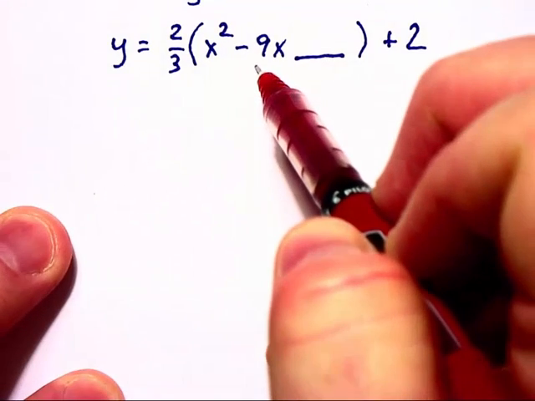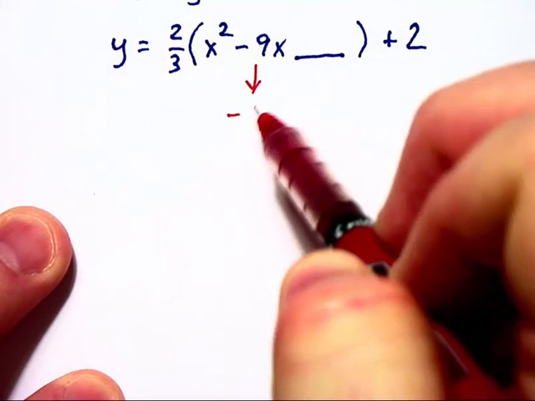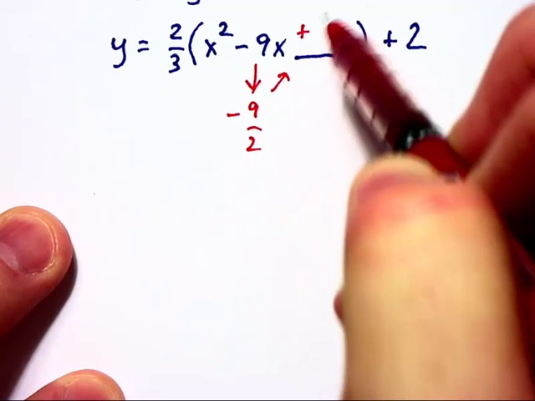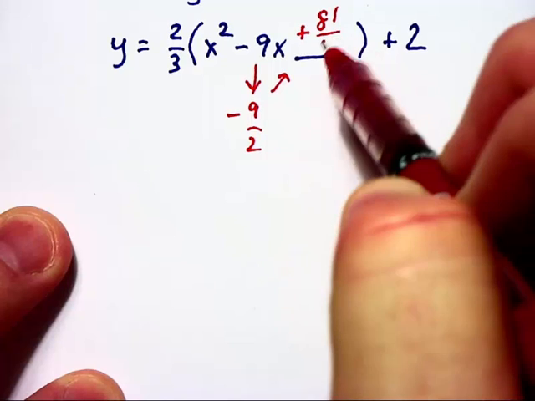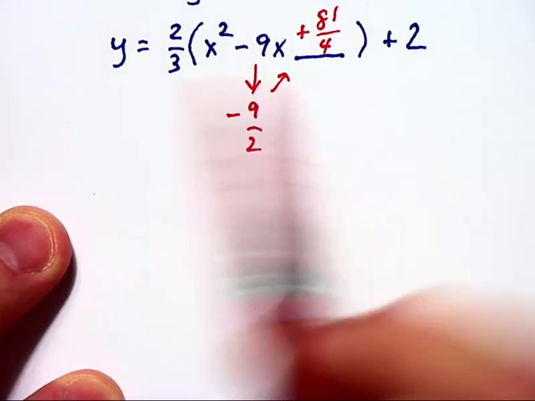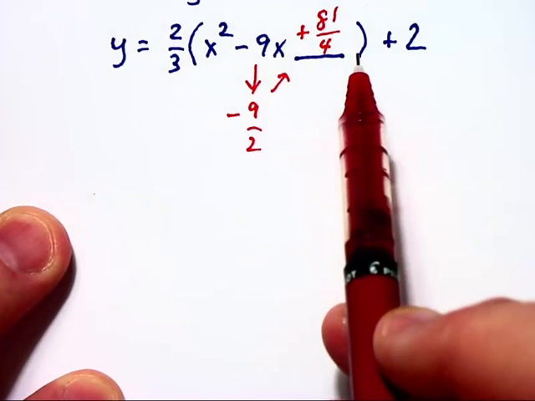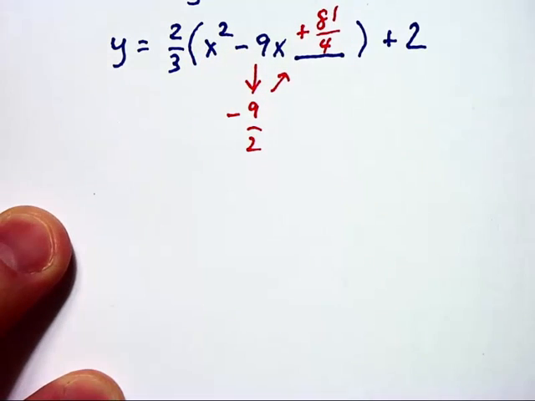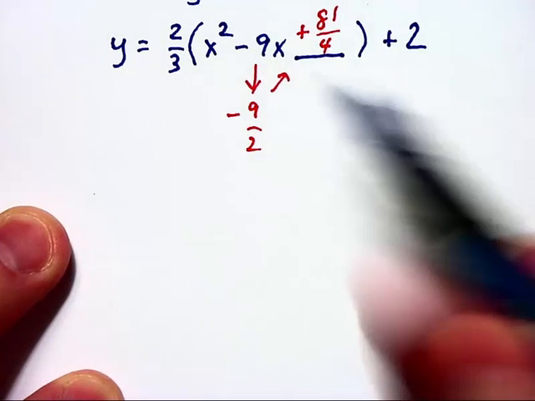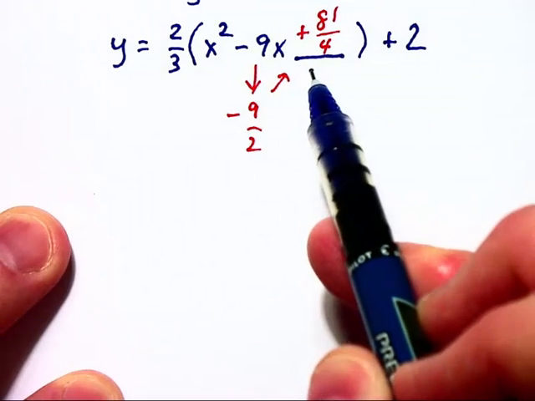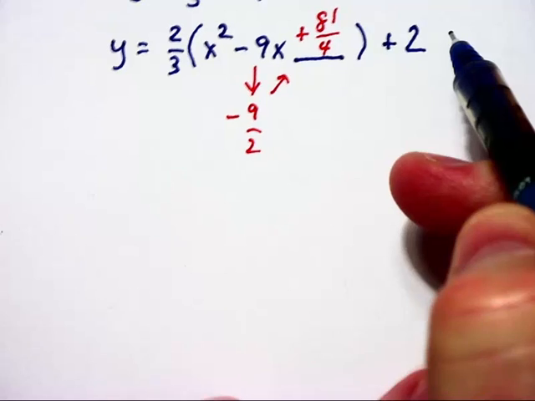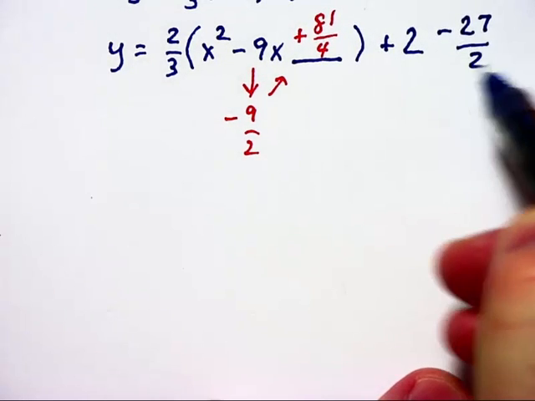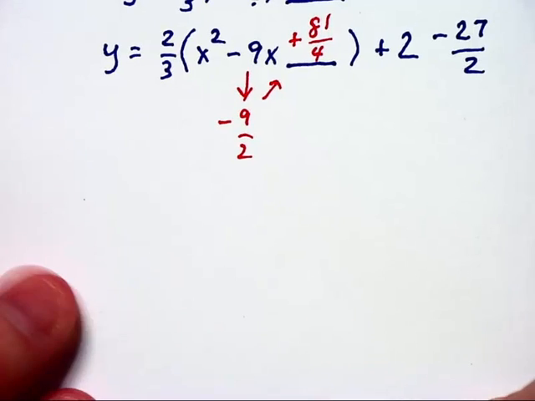Now we can begin the complete the square process, and we will start by cutting in half this linear term. Negative 9 cuts in half to negative 9/2, which squares to 81/4. But that's not really 81/4 because 2/3 is distributing to it, and the 2 will cancel with the 4, the 3 will cancel with the 8. That's really a 27/2 that we've added to the right side of the equation, so we need to subtract 27/2 to compensate for that.